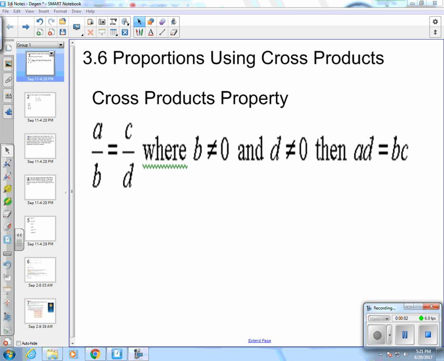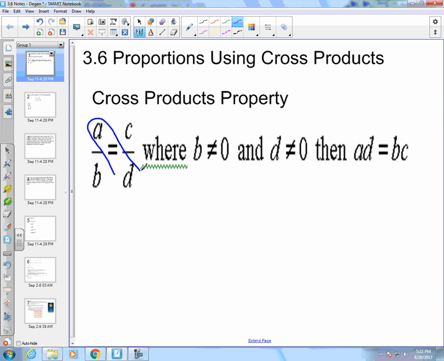Today we're going to work on section 3.6, which is using cross products in order to solve proportions. Reminder on the cross products property: when you have a proportion set up, it's two ratios that are equal to one another, where the numerator of one ratio times the denominator of the other ratio is one side of our equation, and then the denominator of one ratio with the numerator of the other ratio is the other side of our equation. Their cross products are equal to each other.